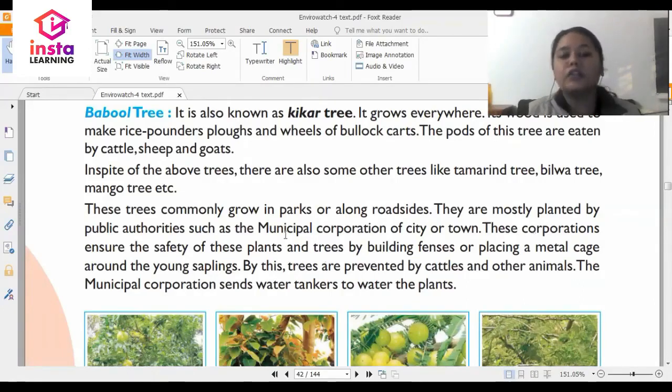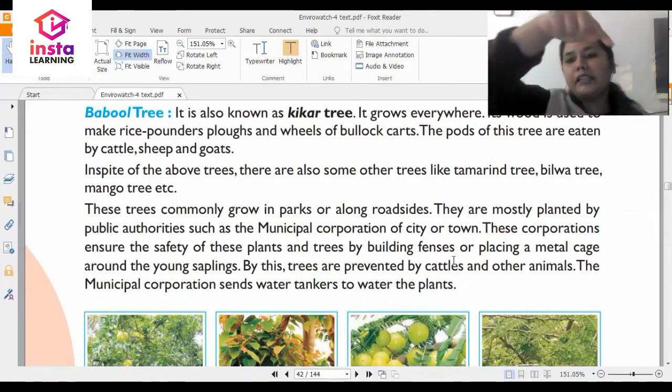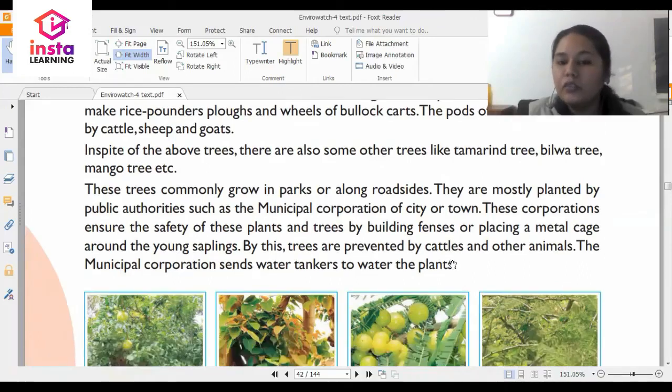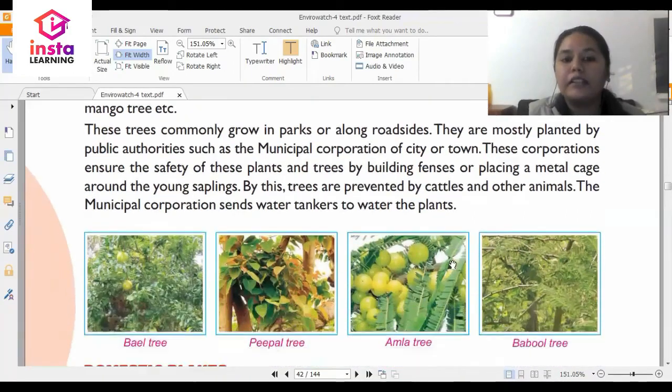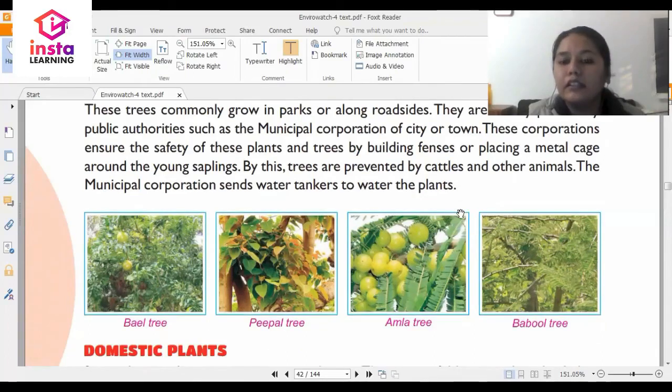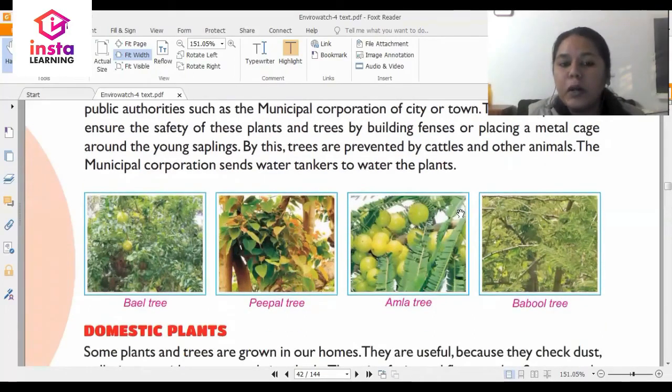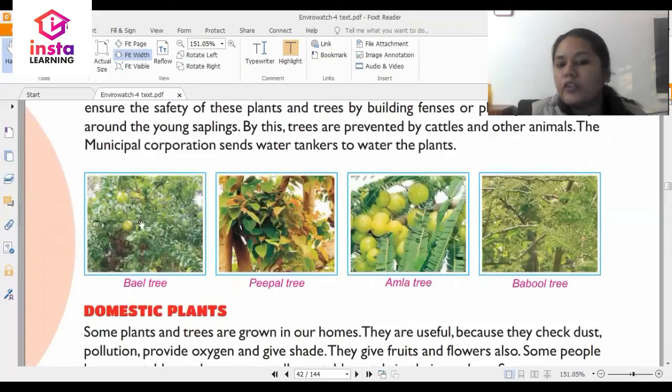These corporations ensure the safety of these plants and trees by building fences or placing metal cages around the young saplings. By this, the tree is protected from cattle and other animals. The municipal corporation sends water tankers to give water to these plants. So you see, this is the bale tree, peepal tree, and the babool tree, and this is the amla tree. So I've shown you this.